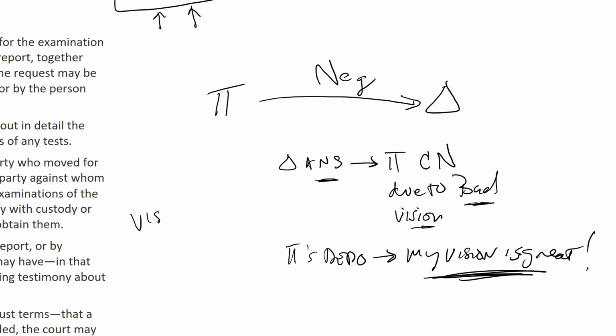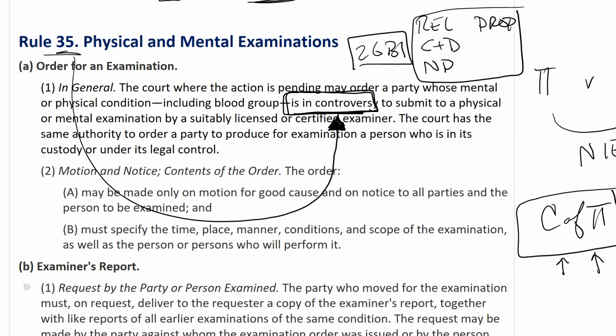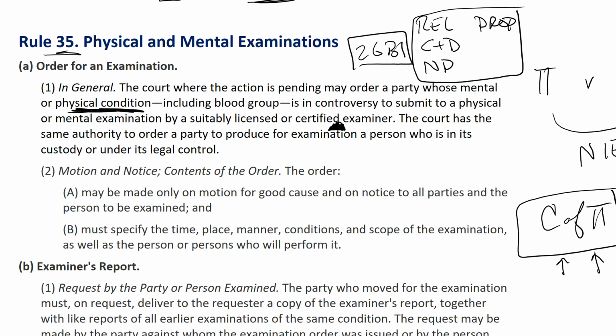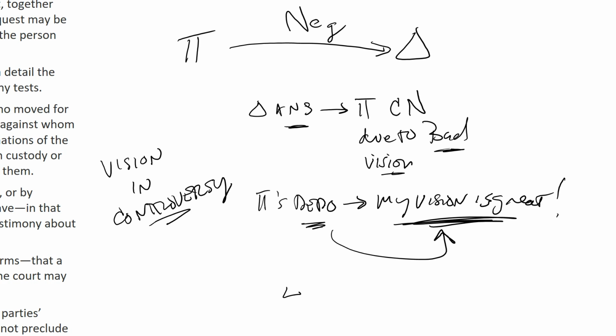Now vision is in controversy, right? It's not just relevant, the vision, it was always relevant. Now, because the plaintiff's deposition denies there being bad vision, because the plaintiff denies having bad vision, now vision is squarely in controversy. Now what the defendant can do is go to the court, request an order from the court for a physical exam regarding the plaintiff's vision. So here, defendant, Rule 35 motion, okay.